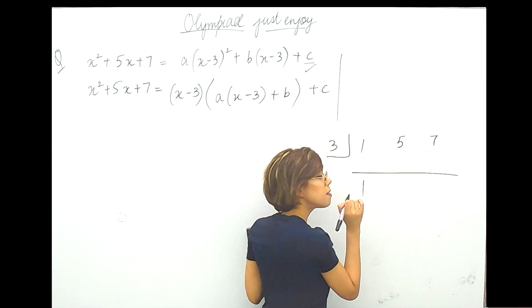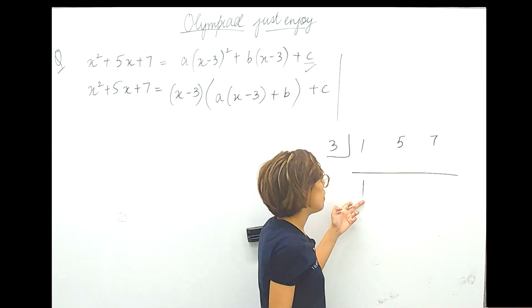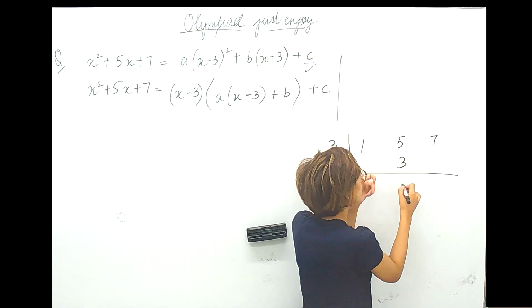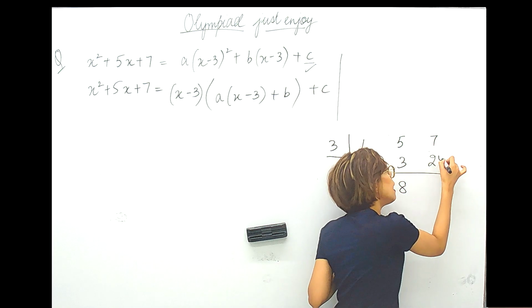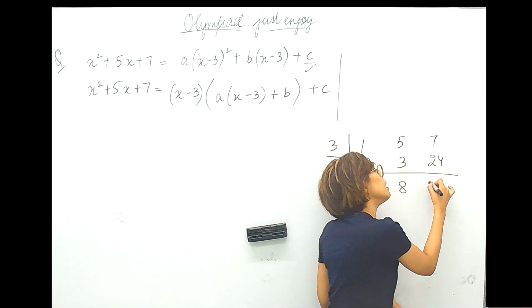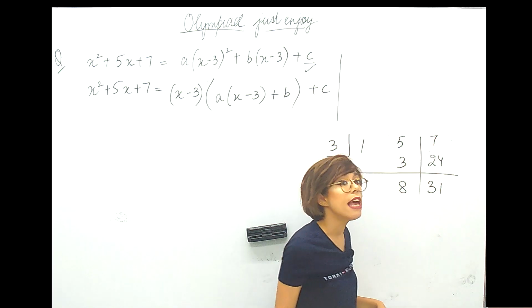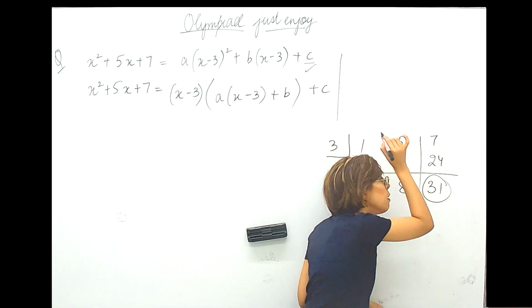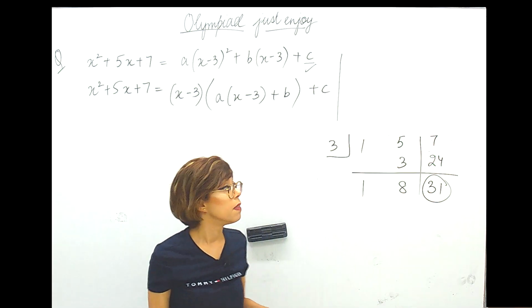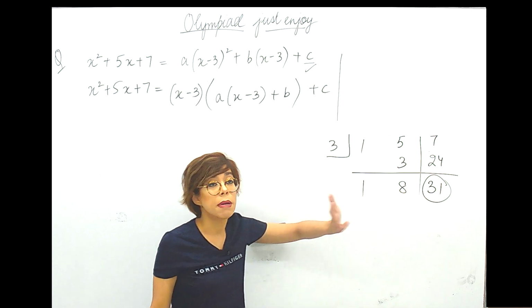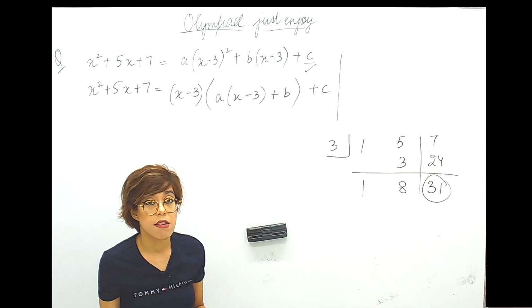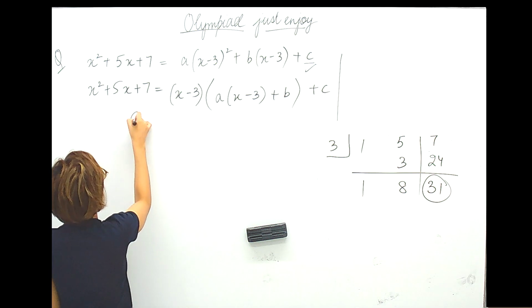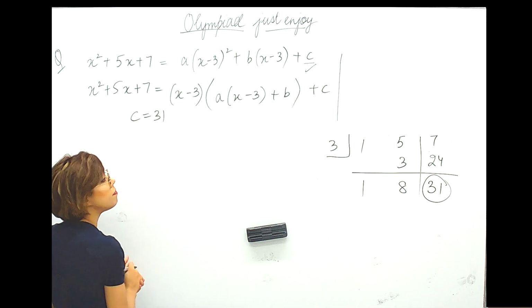Now 1 as it is. Then 3 into 1, that is 3. Then add the 5, that is 8. Then 3 into 8, that is 24. Then add the 7, that is 31. And this will be the remainder. 31 is the remainder. That means c is equal to 31. The value of c has come. c is equal to 31.